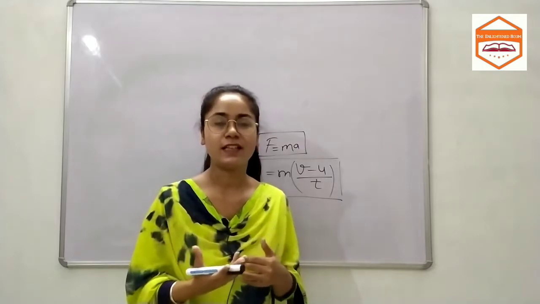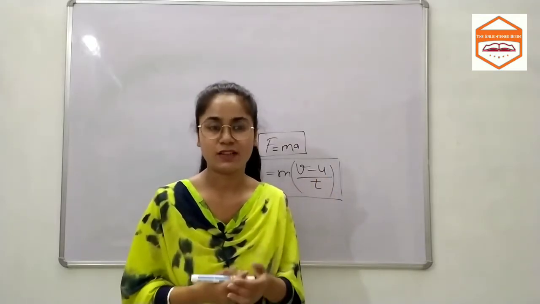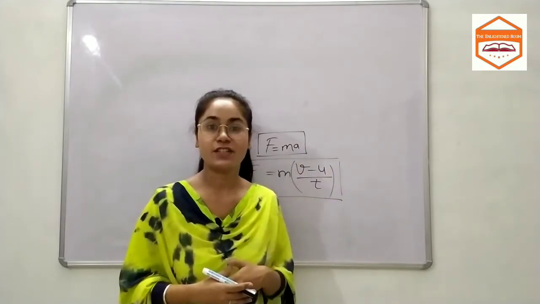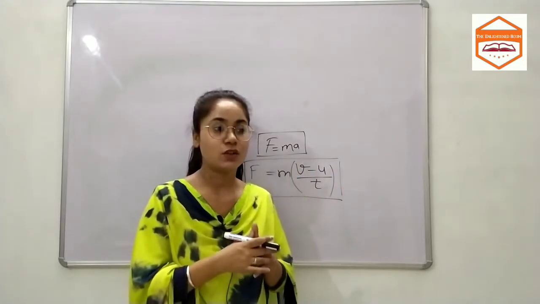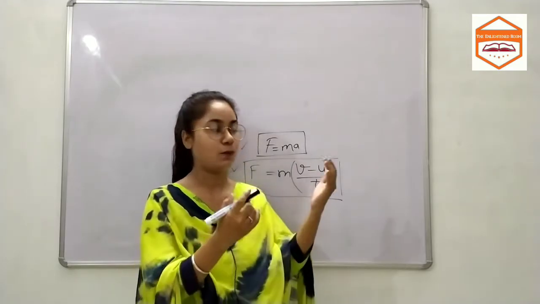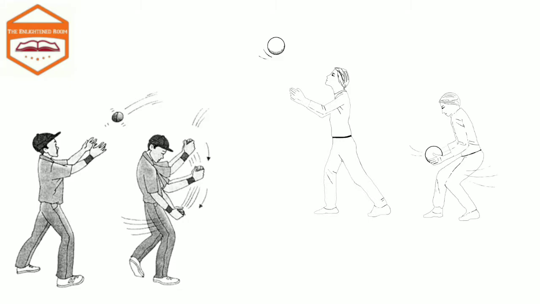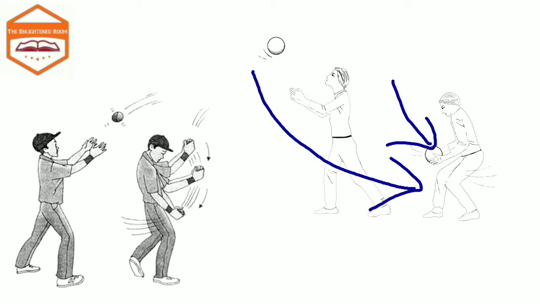Suppose there's a player who is trying to catch a ball, right? What will that player do when the ball is near his hands, as you can see in the picture here? To catch that fast cricket ball, the player will pull his hands backwards to prevent injury to his hands. He will catch the ball, and just after catching he will pull his hands backward.